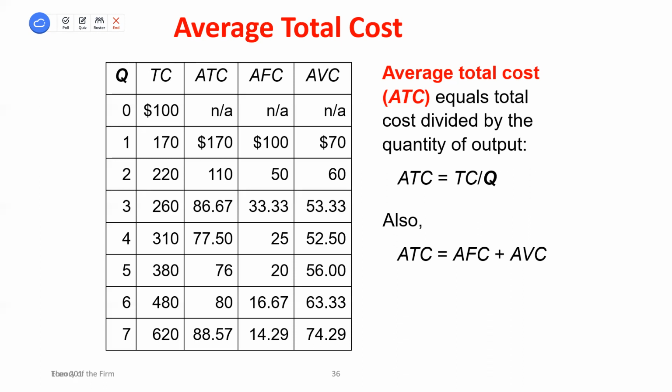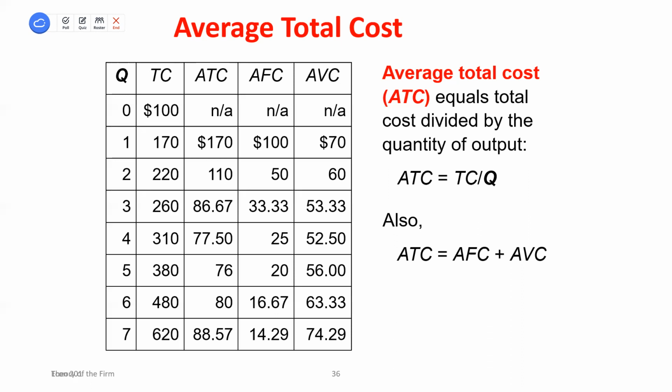I won't dive too much into the reason why, but I can try to rebuild this. I think this might help. Here's my average fixed cost, right? We said it's always declining. And here's my average variable cost. What is the difference between my average total and my average variable costs here? What's the difference between my average total and my average variable costs?